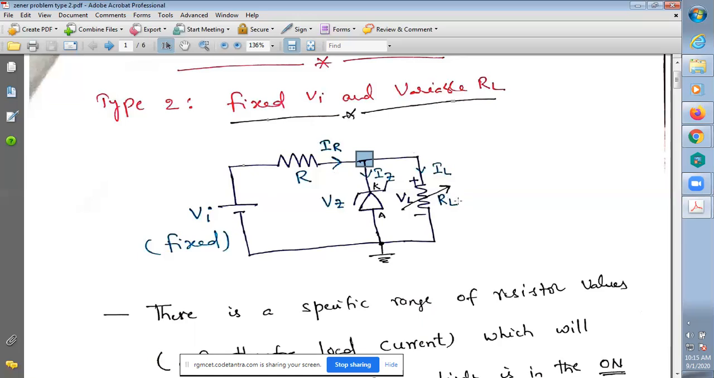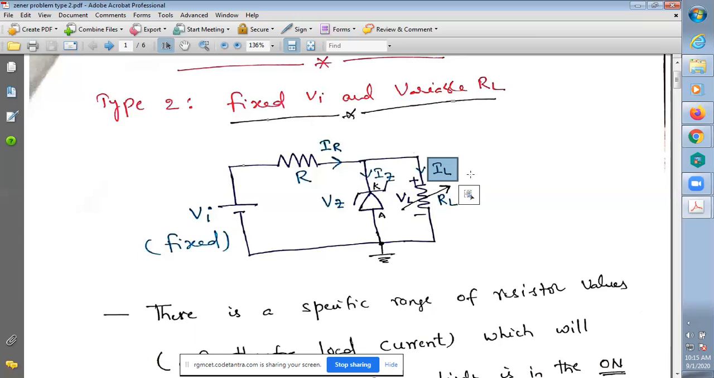Now we have to find the minimum load resistor to keep the Zener diode in the on state. Similarly, in the second case, the maximum load resistor to keep the Zener diode in the on state. So we have to find two cases. One is the minimum load resistor RL. When RL is minimum, what is the current flowing through RL? IL is maximum.